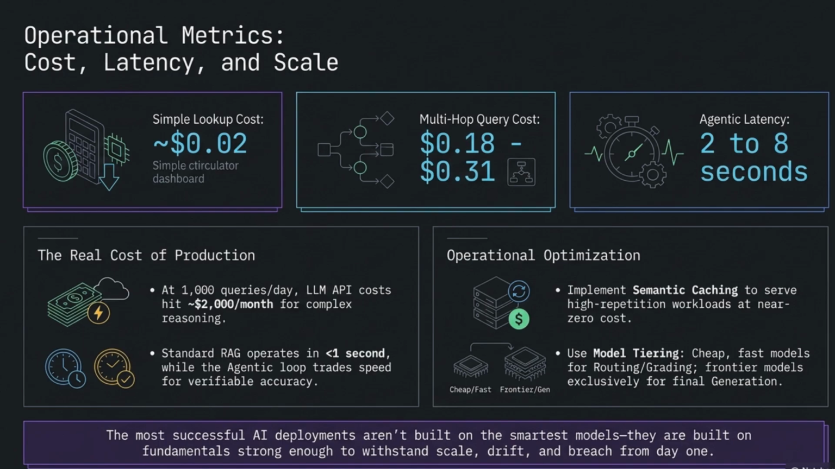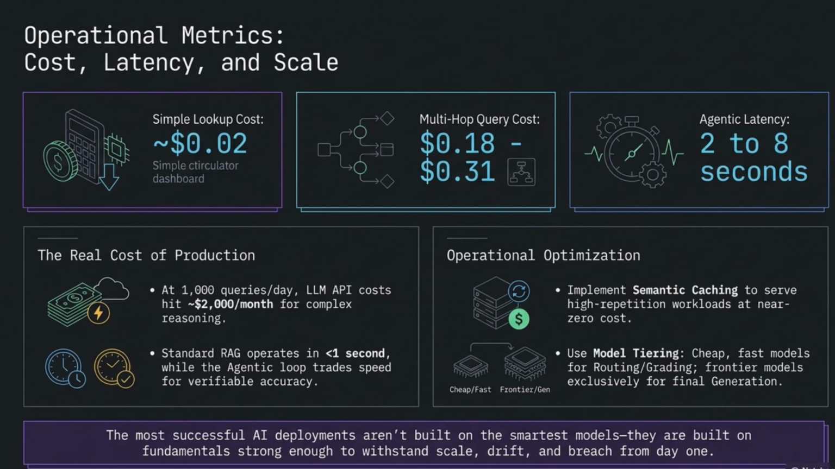At scale, costs can add up quickly. For example, 1,000 queries per day can result in LLM API costs of around $2,000 per month for complex reasoning. Understanding these costs is essential for budgeting and scaling your agentic stack effectively.